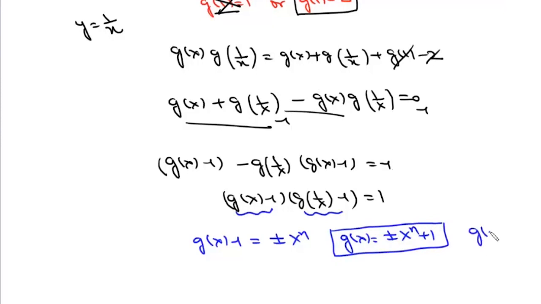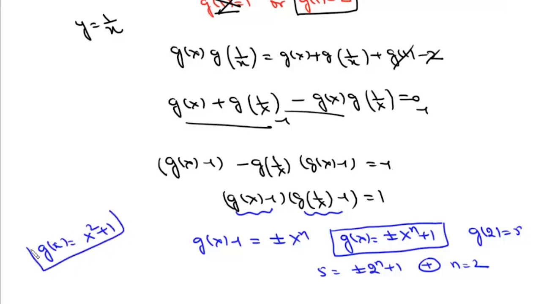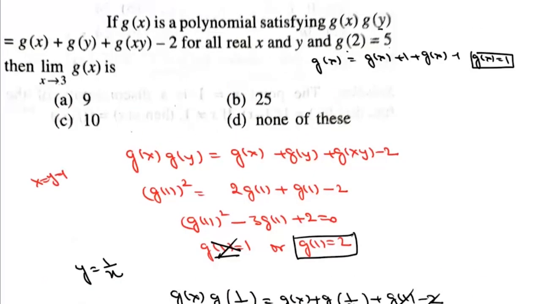Now it is given that g2 is 5. Now we write x as 2, so it will be plus minus 2 to the power n plus 1. So from here we can say it is a plus sign and value of n is 2. So this function gx will be simply x square plus 1. Now here we need to find the value of this limit x tends to 3 gx. Limit x tends to 3 and gx is x square plus 1. So this is 9 plus 1, 10. And that's your option C.